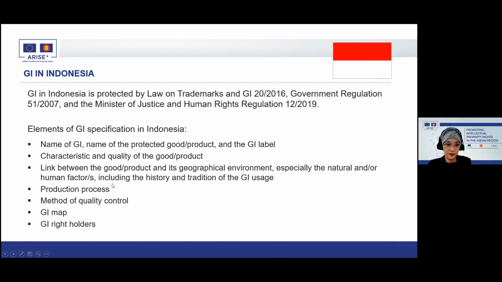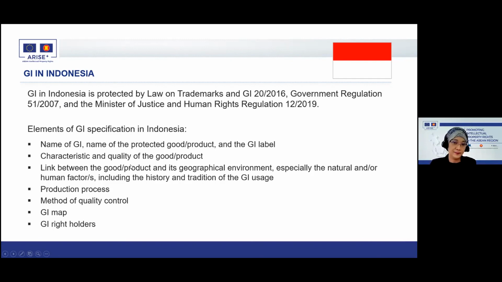In Indonesia, GI is protected by the law on trademarks and GI. That law consists of two sections, two books, the unity of two books actually. And government regulation number 51 year 2007, and the Ministry of Justice and Human Rights.